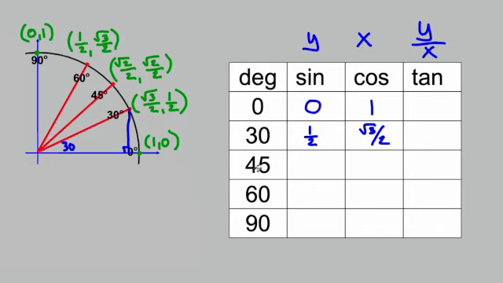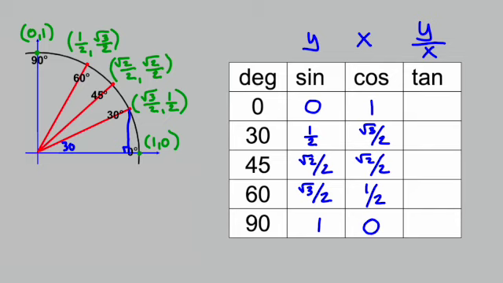And then let's see, 45 degrees, x and y are both going to be the same. So y is square root of 2 over 2. X is also square root of 2 over 2. And then when we get to 60 degrees, y is square root of 3 over 2. And then x is 1/2. And finally at 90, we have y is 1. So that's what sine is. And you can try that. Sine 90 degrees, I bet you, is 1. And if you did the x there, that would be 0.